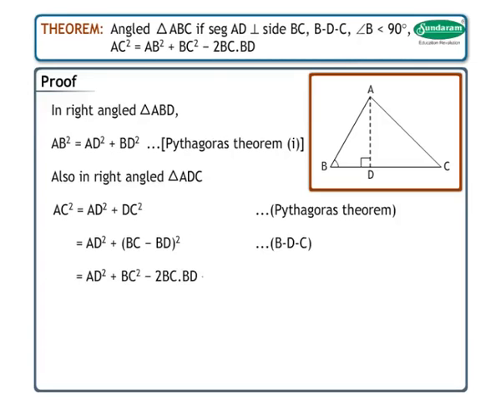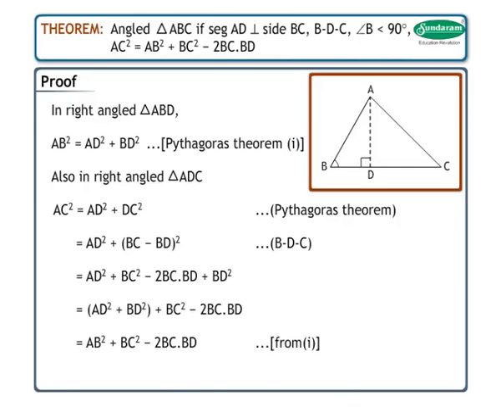is equal to AD square plus BC square minus 2BC into BD plus BD square, is equal to in bracket AD square plus BD square plus BC square minus 2BC into BD, is equal to AB square plus BC square minus 2BC into BD from statement 1. Thus, AC square is equal to AB square plus BC square minus 2BC into BD.